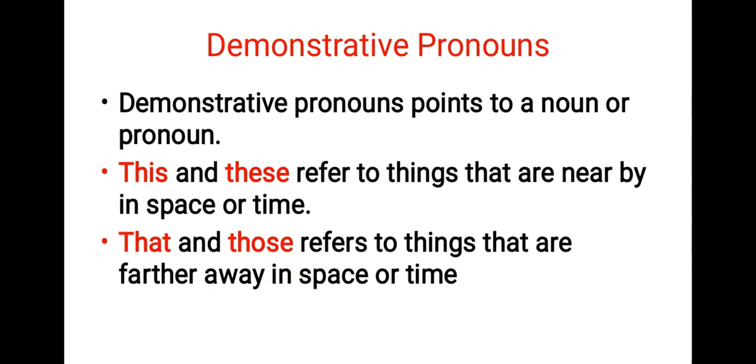For example, that chair in the last row or those people sitting in the corner. So we refer to the things farther away from us. These are the demonstrative pronouns.